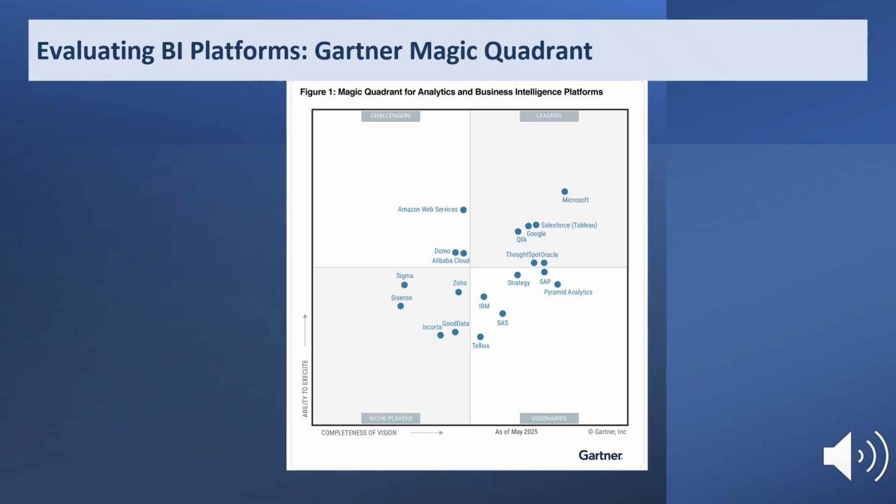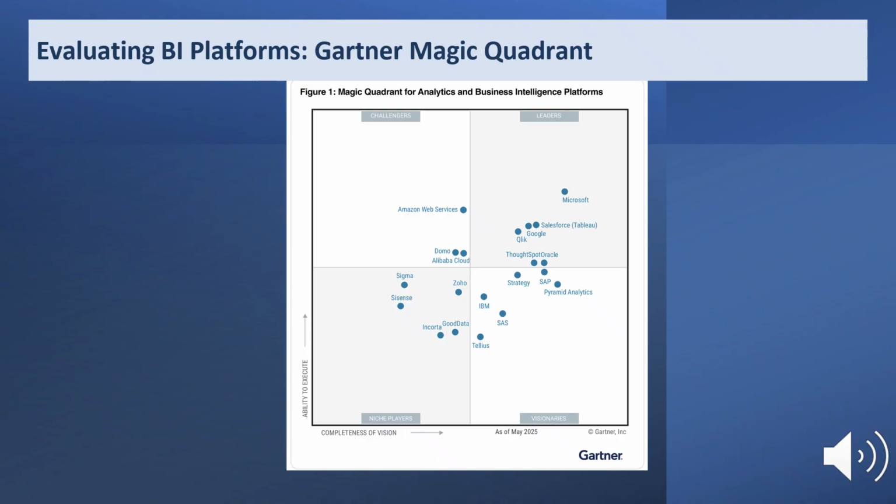When an organization decides to invest in a BI platform, one of the first questions they face is, which vendor should we choose? The Gartner Magic Quadrant is the most widely used framework for making that comparison. Gartner is a global research and advisory firm, and every year they publish a Magic Quadrant report for business intelligence and analytics platforms. It compares vendors on 2 axes.